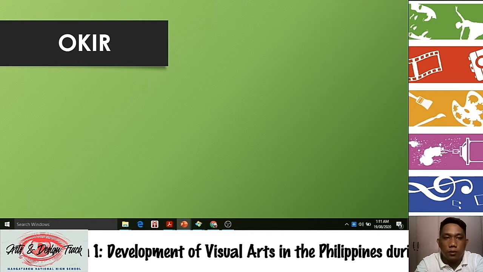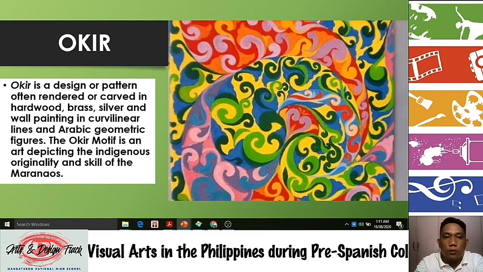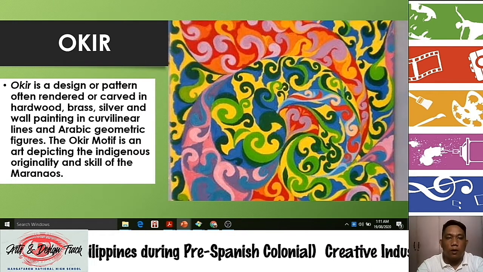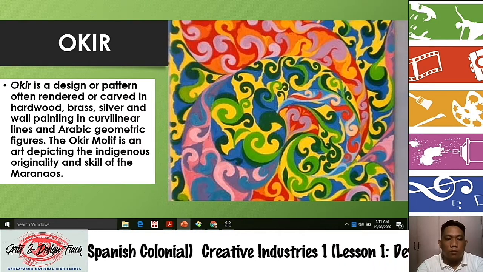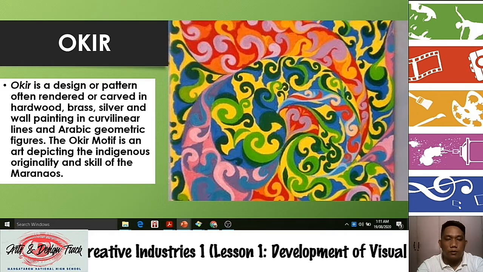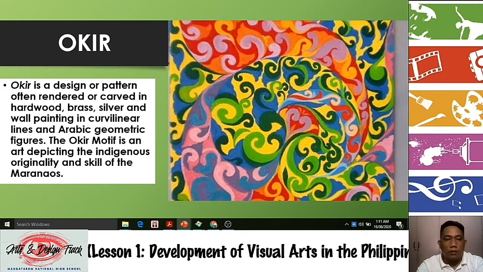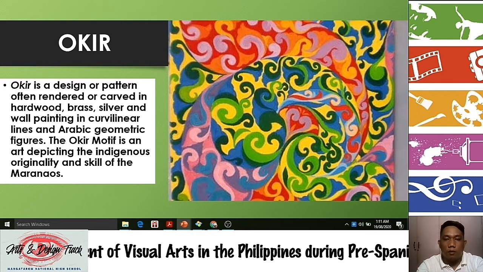Next is ukir. Ukir is a design or pattern often rendered or carved in hardwood, brass, silver, and wall painting in curvilinear lines and Arabic geometric figures. The ukir motif is an art depicting the indigenous originality and skill of the Maranaos.